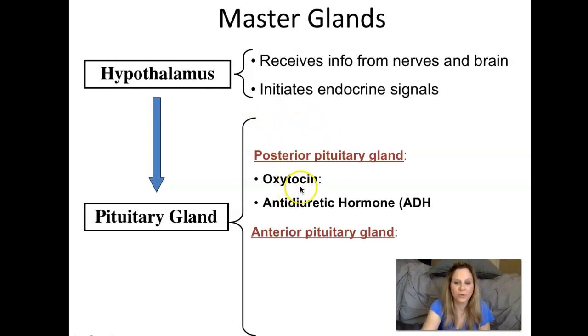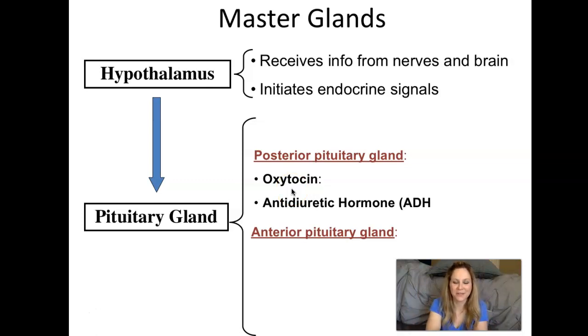Oxytocin is literally responsible for lactation and labor, which is why it's so important for a mother to have the baby on her right after she has it, because it creates a bonding between mother and child, which is going to be beneficial throughout the rest of your life. It's also involved in love and bonding between two people. This is called the hugging hormone. It's the hormone that's released when you hug someone. So something kind of interesting about oxytocin.